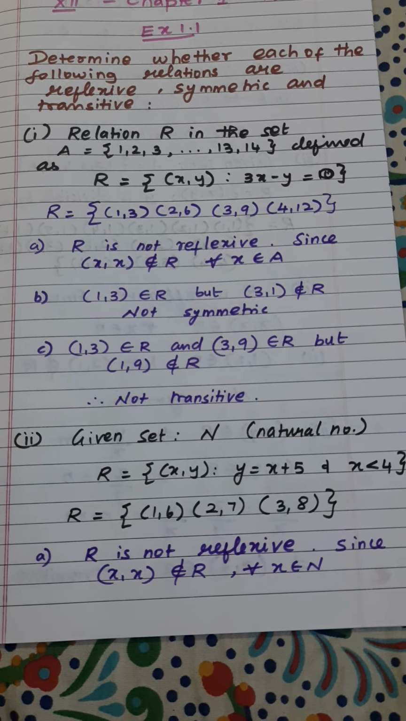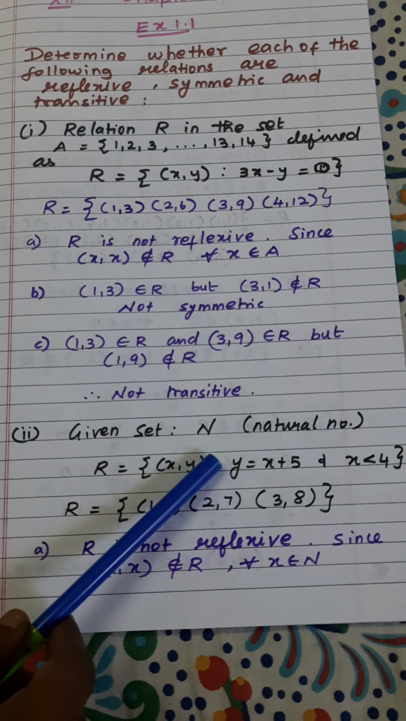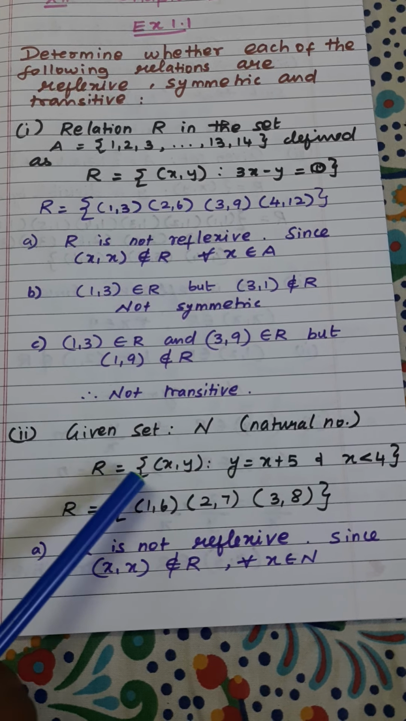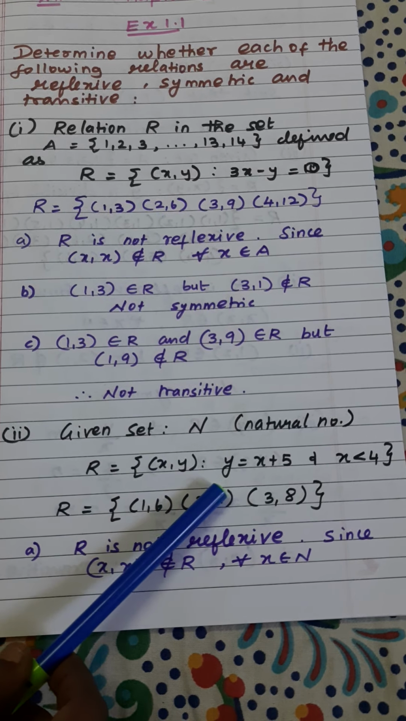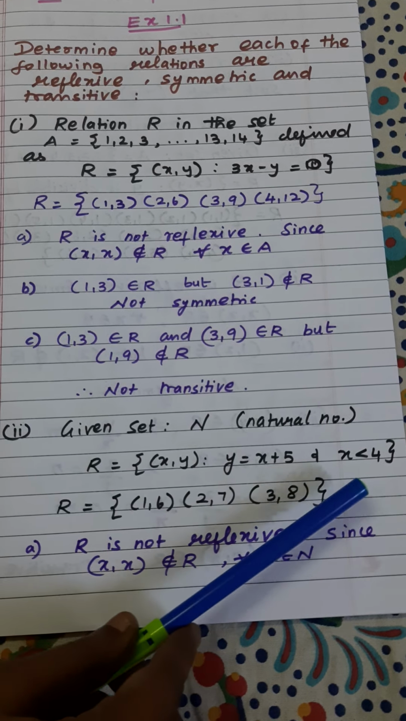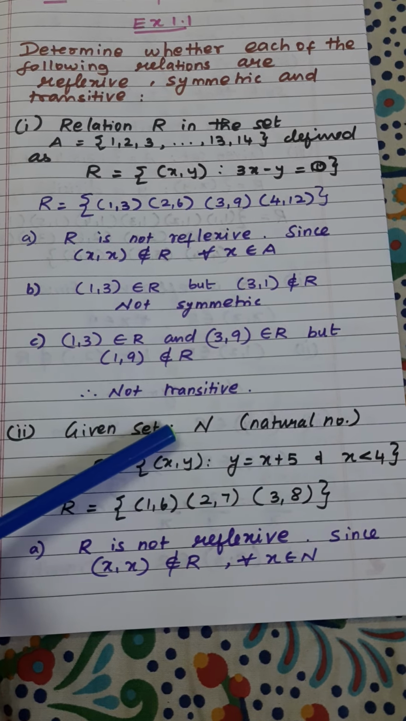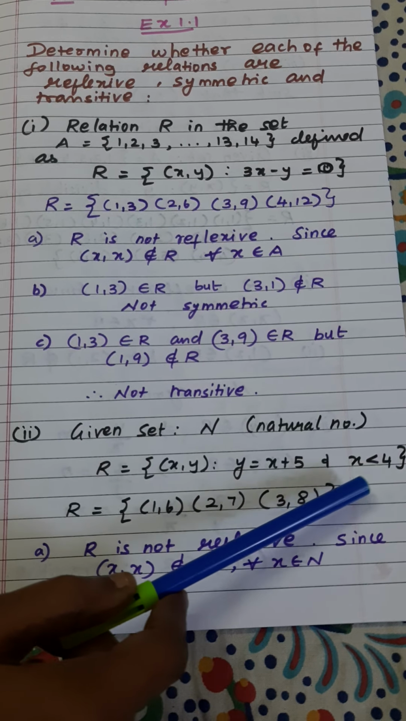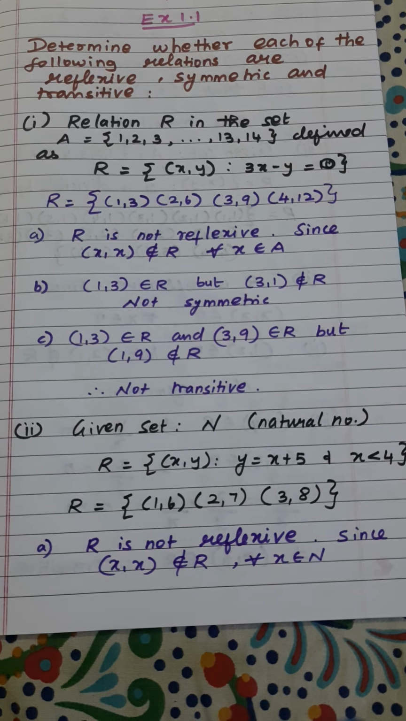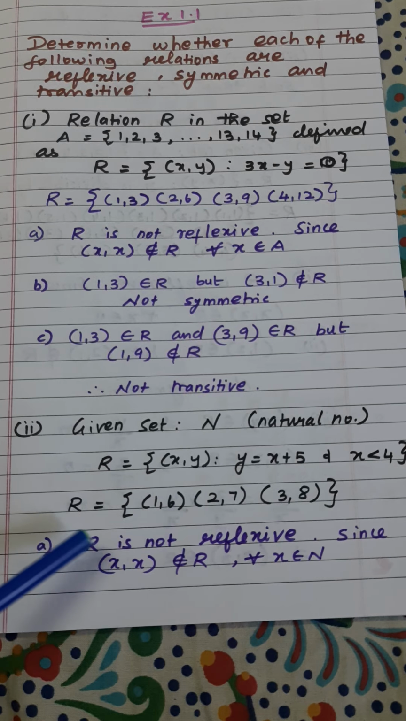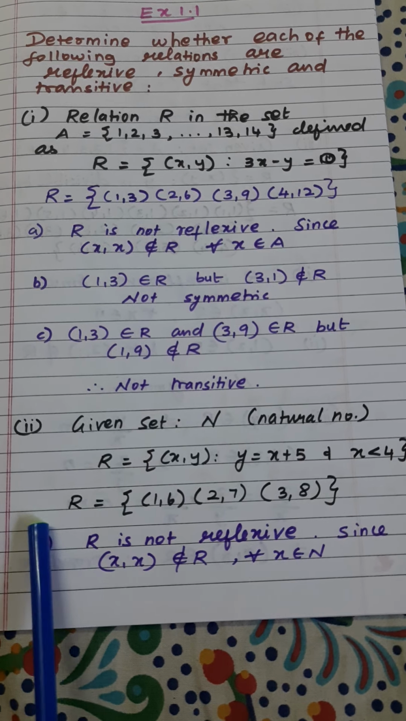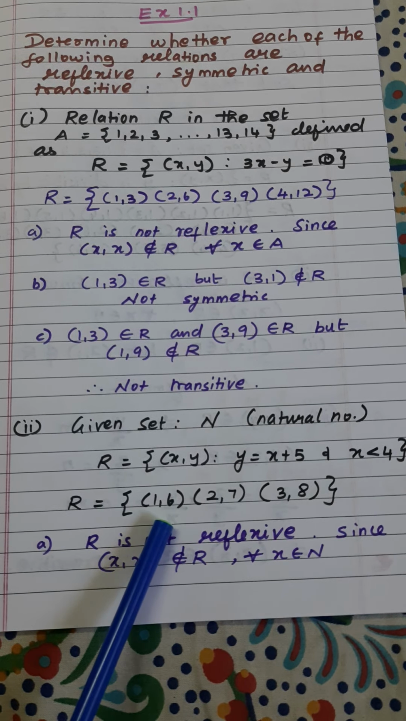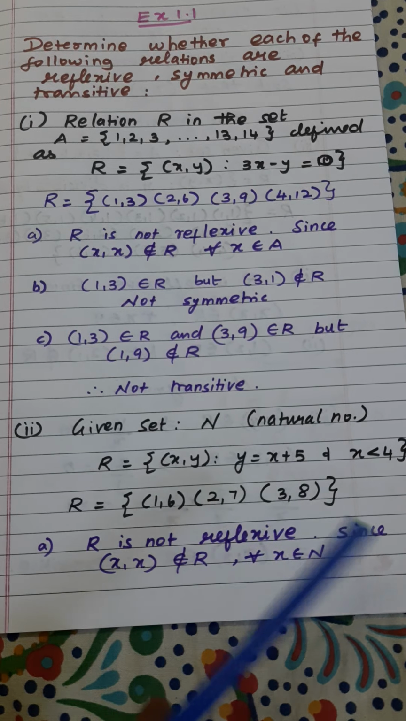Now second subdivision, the given set is the natural numbers, and the given relation is R = {(x, y) : y = x + 5 and x < 4}. The given set is infinite and here the condition is given that x < 4. So x = 1, 2, 3, only 3 elements. Substitute these 3 elements here, then you will get the respective y value. The relation is R = {(1, 6), (2, 7), (3, 8)}.